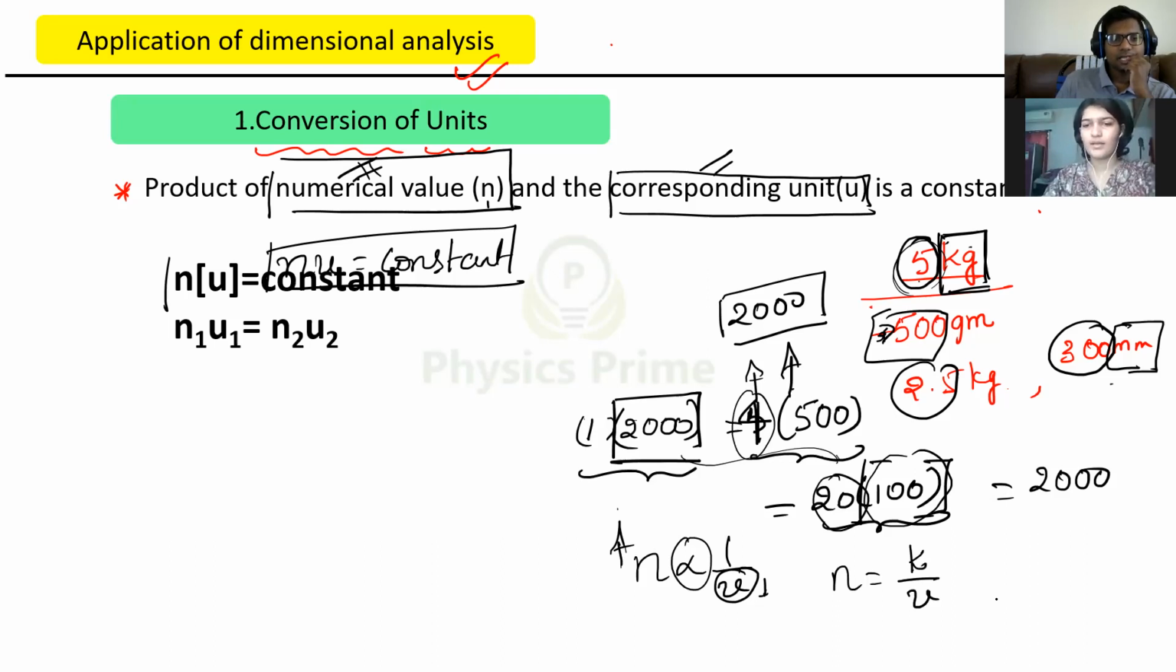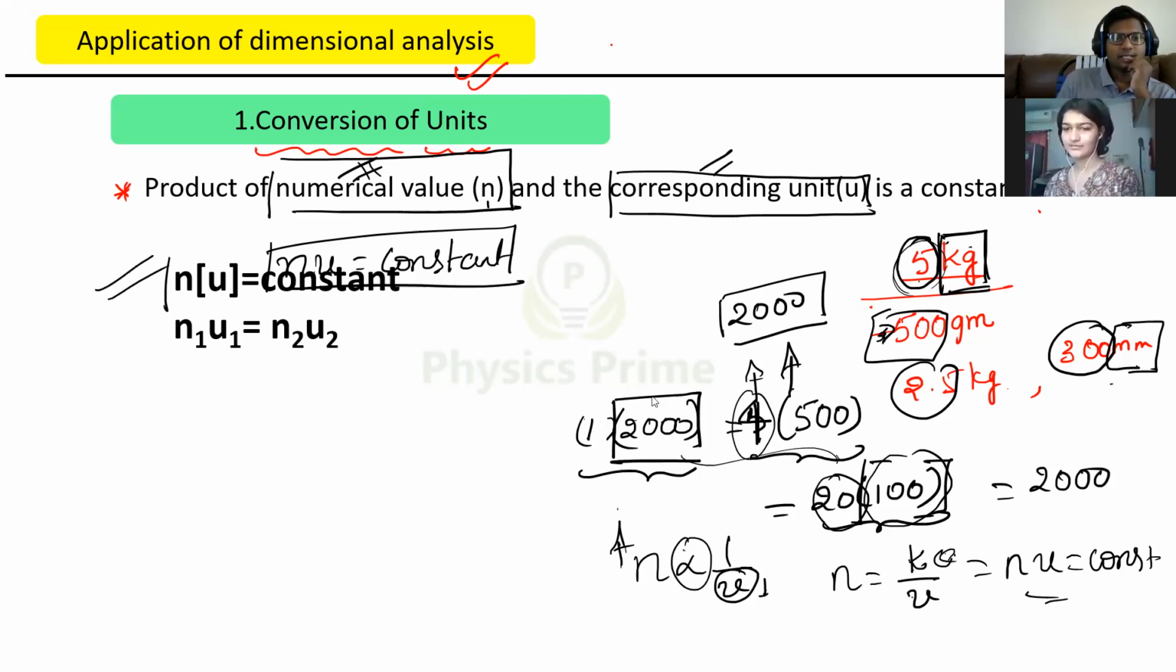You know this? k by u. So k by u means k is a constant, correct? To remove proportionality, you write a constant. Yes, sir. Okay, constant by u, that means nothing but n. If I send this u to the left side, it will become n u is equal to constant, right? Constant. Again, you understood this?